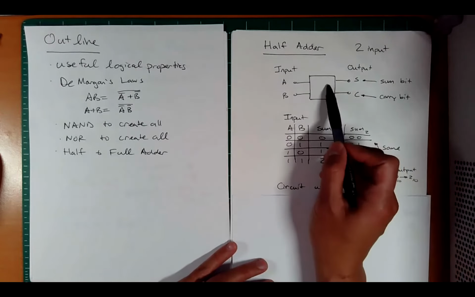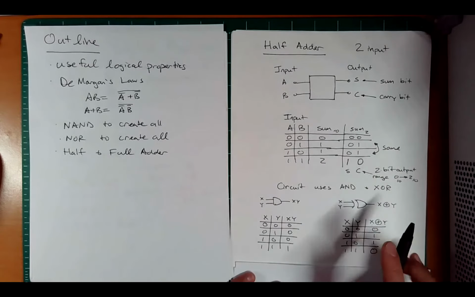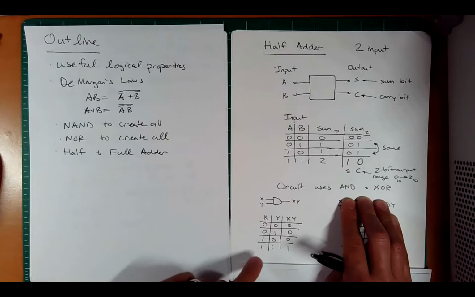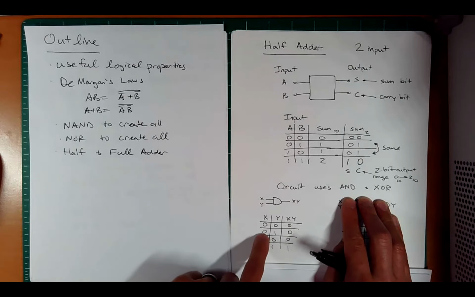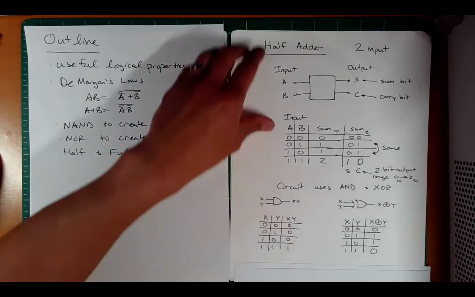Now the circuit that we're going to use to implement this uses an AND and an exclusive OR. So what do we have? We have an AND here: 0, 0, 0, 0, 1, 0, 1, 0, 0, and 1, 1 begets 1. Good. For exclusive OR, the output is only true when only one of the inputs is true, as opposed to here where you need everything to be true.